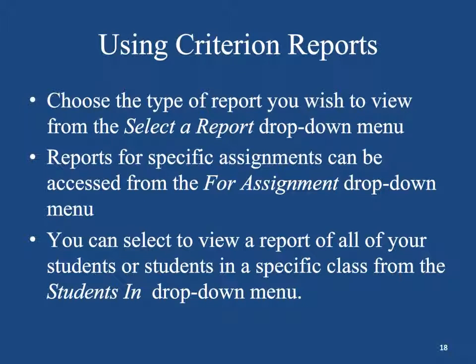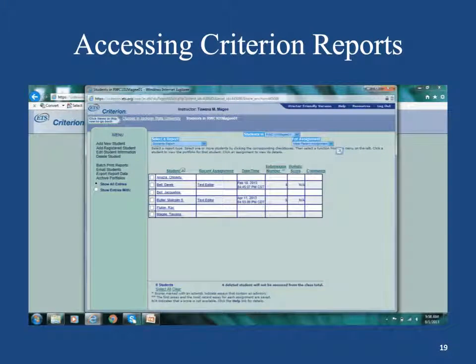You can also select to view a report of all of your students or students in a specific class from the Students In drop-down menu. These reports show information for all of your students in all of your classes. These reports and links can be found on your class's homepage. Accessing Criterion reports. The highlighted areas at the top of the screen are the drop-down menus located on the class homepage. They are used to view various reports.